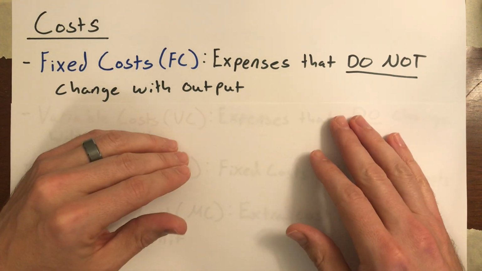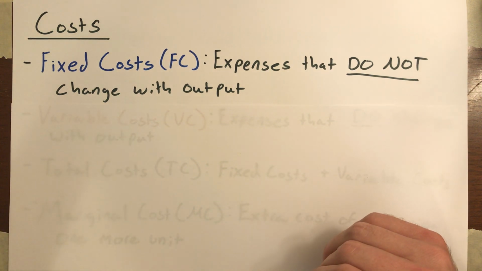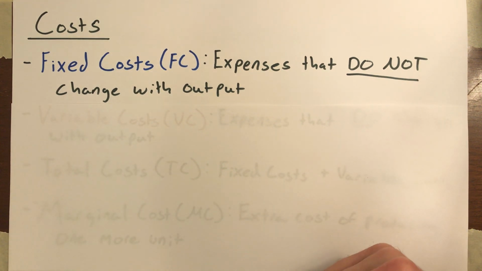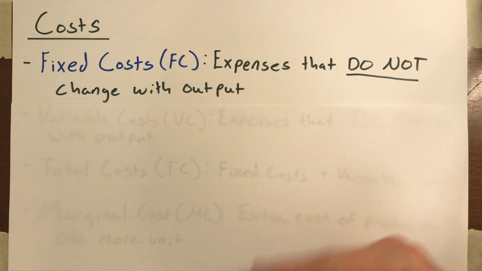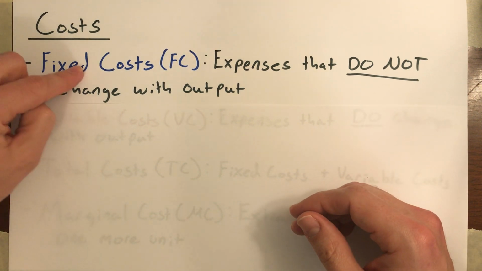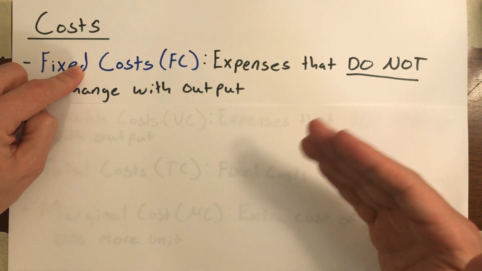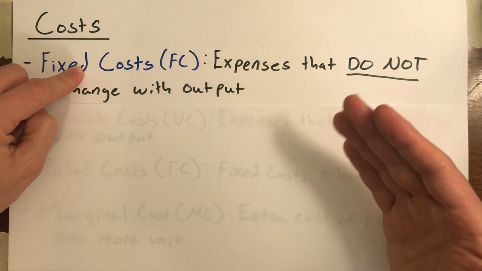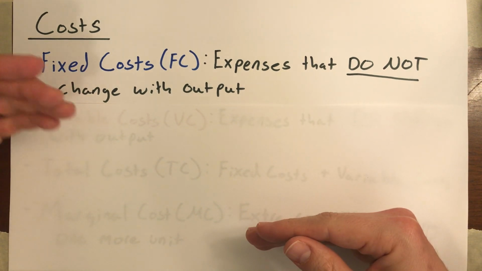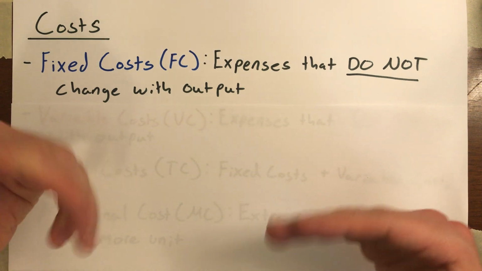Fixed costs could be a number of different things. For example, let's say you took out a loan to fund your business, and you have to now be making principal and interest payments back to the bank every month. Well, that's a fixed cost. The bank doesn't care how much you produce. They're not going to charge you more in interest if you make more units, but they're also not going to charge you less in interest if you make fewer units. That's a fixed cost.